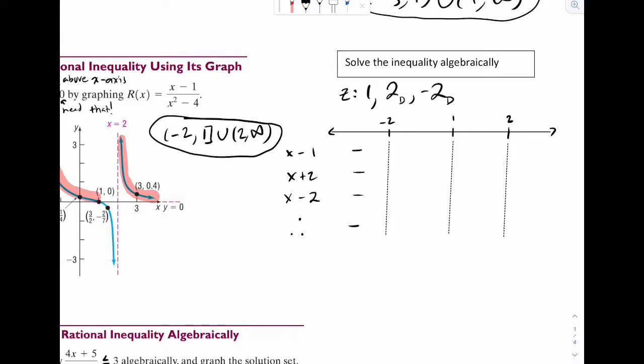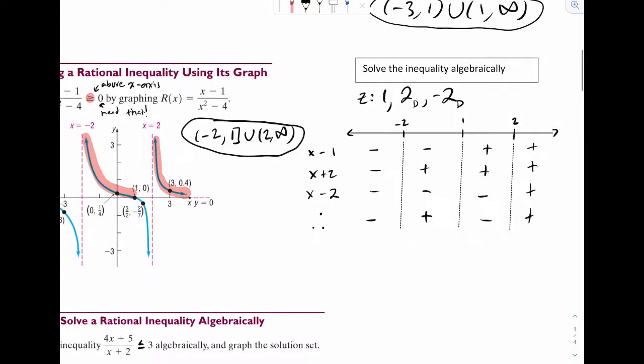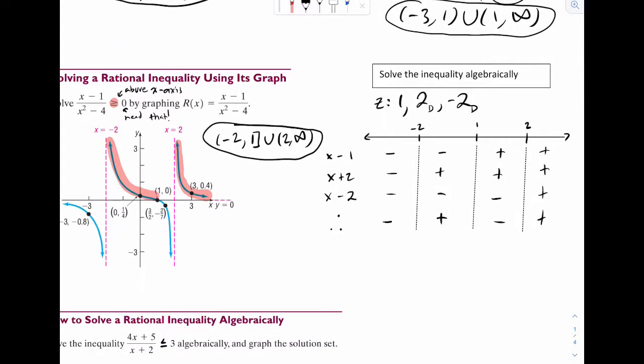Let's plug in 0 for the middle one. So negative, positive, negative, therefore positive. Let's plug in 1.5. So positive, positive, negative, negative. Plug in 10. So that's positive, positive, positive, positive. And it says greater than 0, so we're going to circle these.